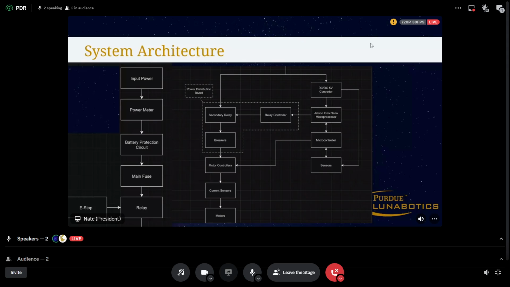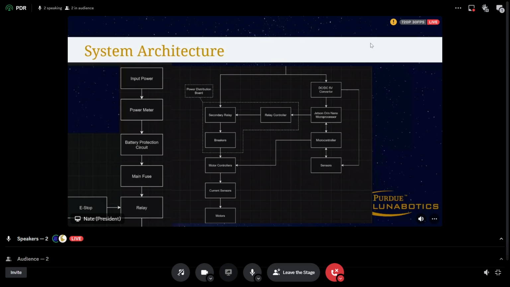First, just to remind everybody of the system architecture that we presented at SDR. I know that was a while ago, and some of you weren't here. So we have our input power going to the required power meter by NASA. Then we're planning on having a battery protection circuit designed by somebody doing senior design. So we actually won't be presenting on that today, but we're planning to have it.